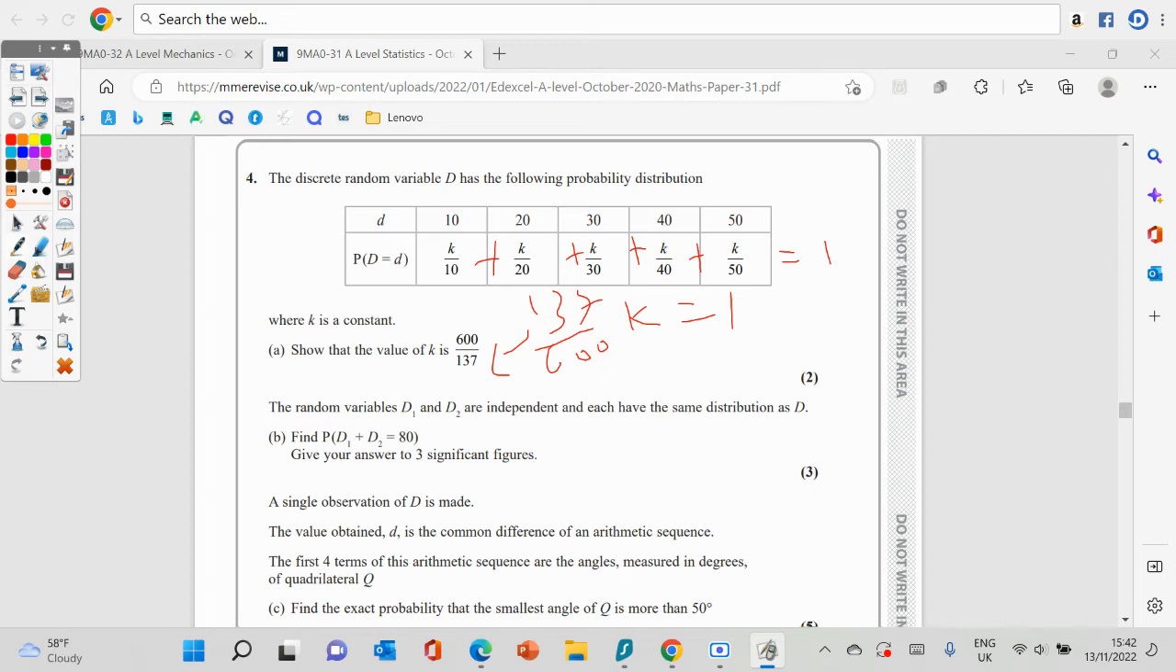Part B says the random variables D1 and D2 are independent, and each have the same distribution as D. Find the probability of D1 plus D2 equals 80, giving your answer to 3 significant figures. Okay. Well, it could either be 40 plus 40 or 30 plus 50, wouldn't it? I.e. it's going to be either k over 40 times by k over 40, plus k over 50 times k over 30, or the other way around, k over 30 times k over 50.